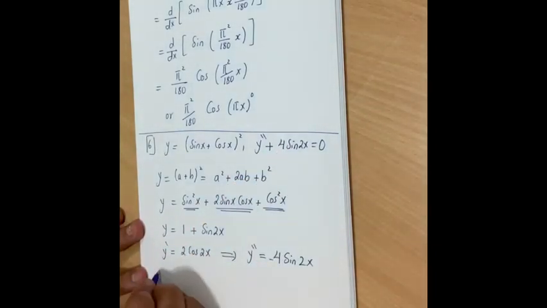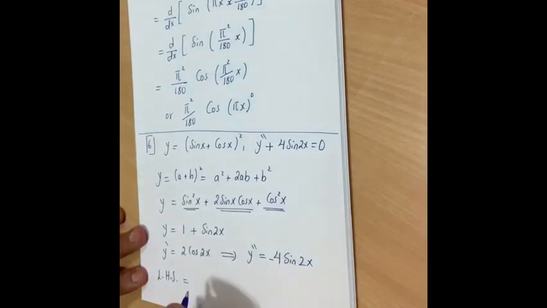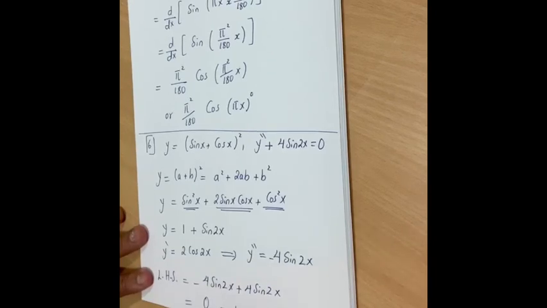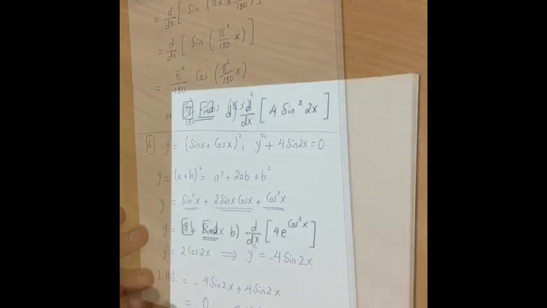Now let's go back to the identity. The left hand side, the second derivative that we got, is negative 4 sine 2x. And then you have the 4 sine 2x. These two terms are like terms and they have different signs. The sum of them is what? 0. Then it equals the right hand side. Proved.